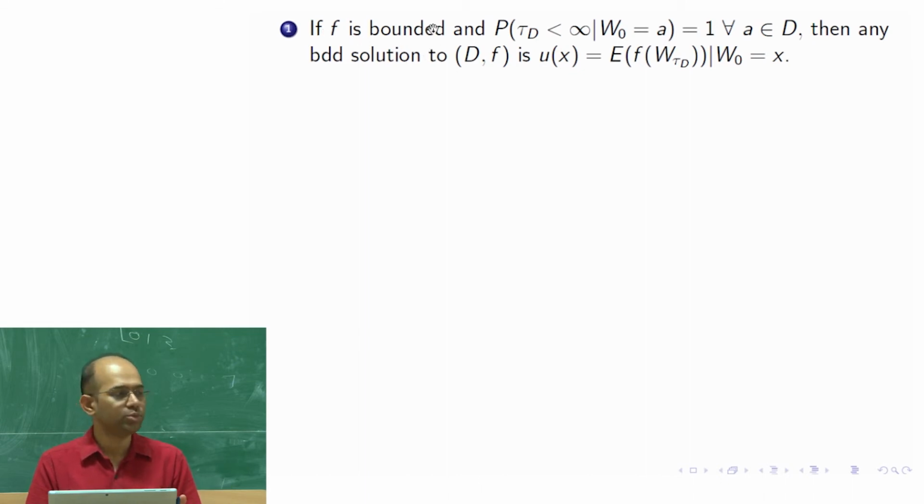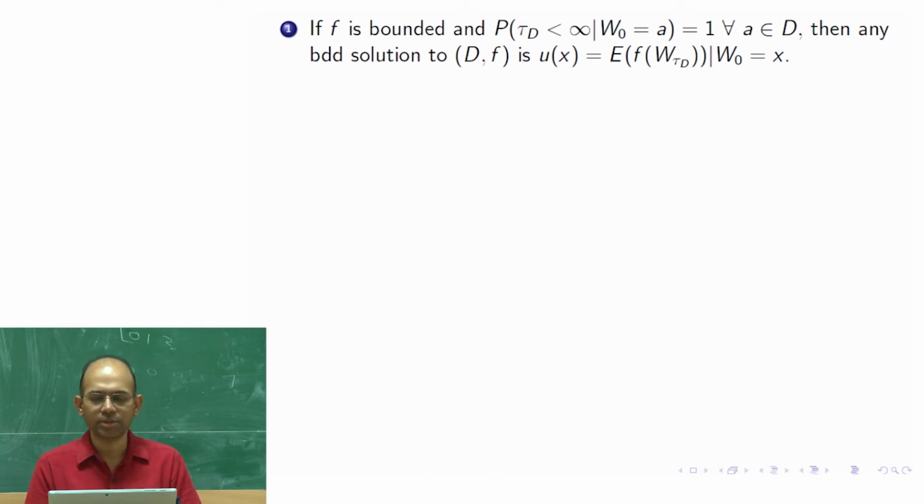That is the reason we need to assume this. If D is already a bounded domain, we do not need to assume f is bounded. But since we are not putting that restriction, we are allowing ourselves to be a little more general. We are just assuming this condition and that f is bounded. Then any bounded solution of D, f is indeed this conditional expectation.